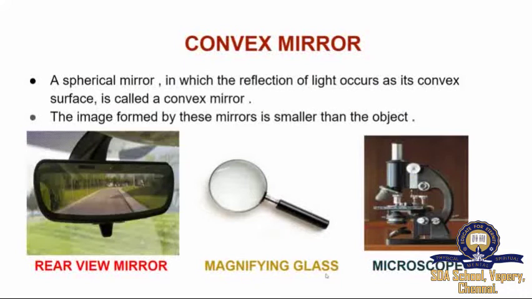Convex mirror. A spherical mirror in which the reflection of light occurs at its convex surface is called a convex mirror. The image formed by this mirror is smaller than the object. For example, rear view mirror, magnifying glass and microscope.